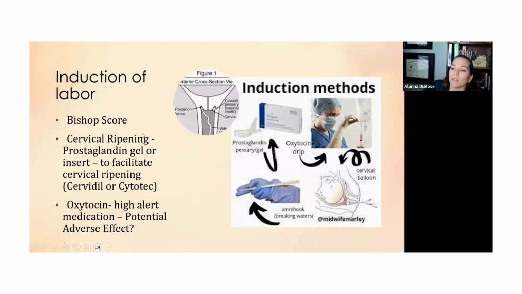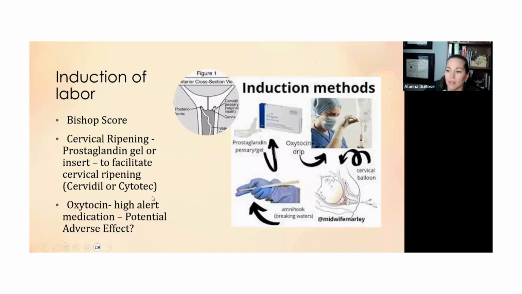So cervical ripening can be a prostaglandin gel, or it can be an insert, which is kind of what this picture is showing. This is called Cervidil. And it kind of looks like a little flat tampon, but it's like a little card containing prostaglandins, which is the hormone that tells your body to go into labor. And you put it up behind the cervix and leave it for 12 hours. And it kind of gradually releases this hormone that tells the mom's body to ripen the cervix. Okay.